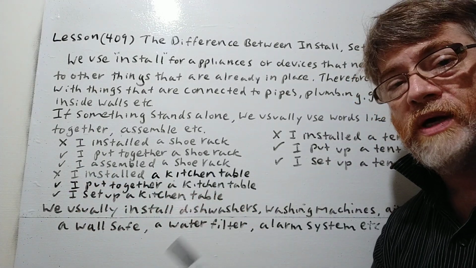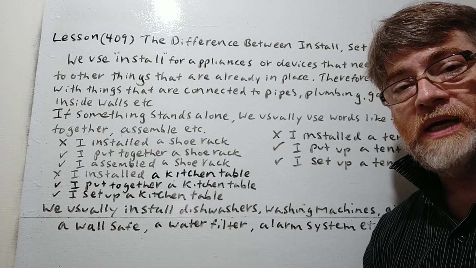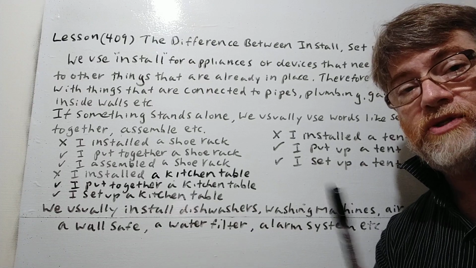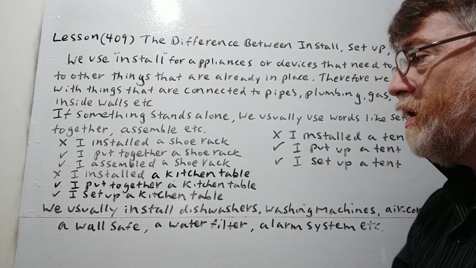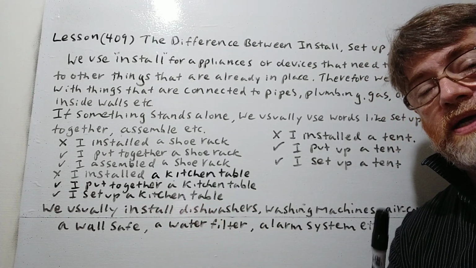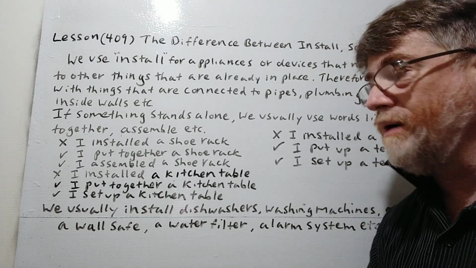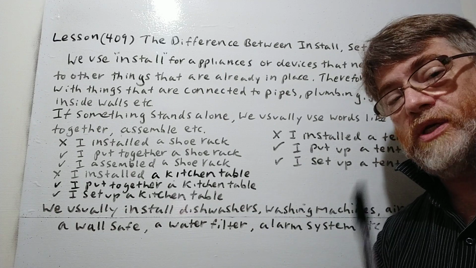Like if you went to the store and it was in different pieces and you opened the box and you had to literally put the pieces together, you could say you put together a shoe rack. Or I assembled a shoe rack. Assembled really means that there are different parts that you put together one at a time. So that's the way you would use that.